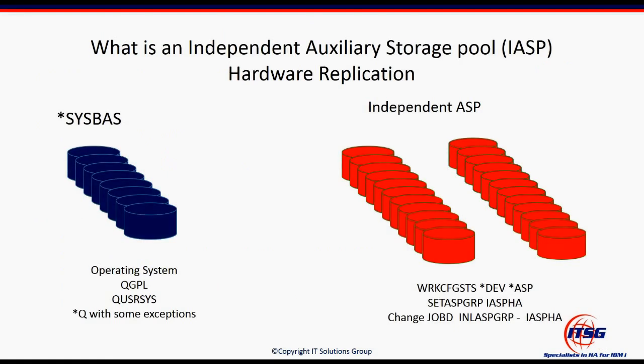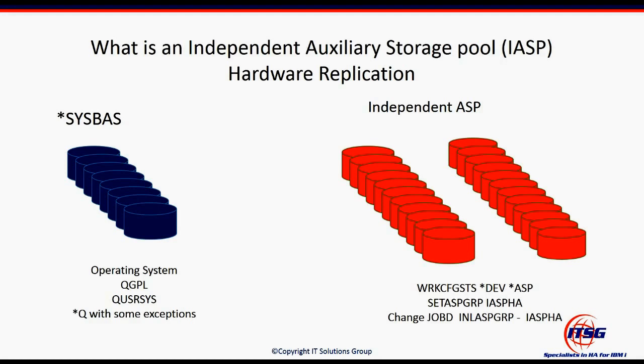So in order to understand how PowerHA works, we need to understand what an IASP is: Independent Auxiliary Storage Pool. This is a representation of a system where we just divide up the disk: a set number of disks, the minimum of 3 in SYSBAS, and then another set of disks that go into an independent auxiliary storage pool. That independent auxiliary storage pool is an actual device.